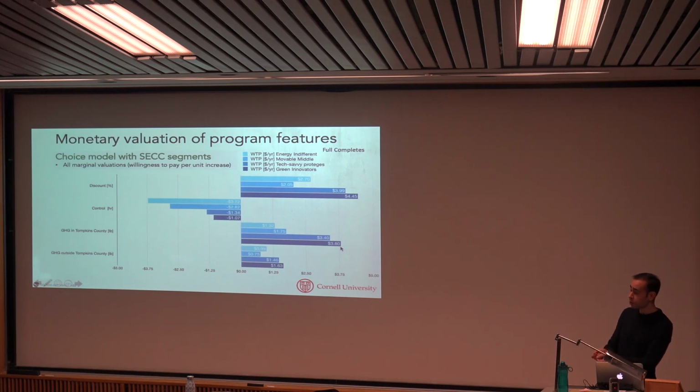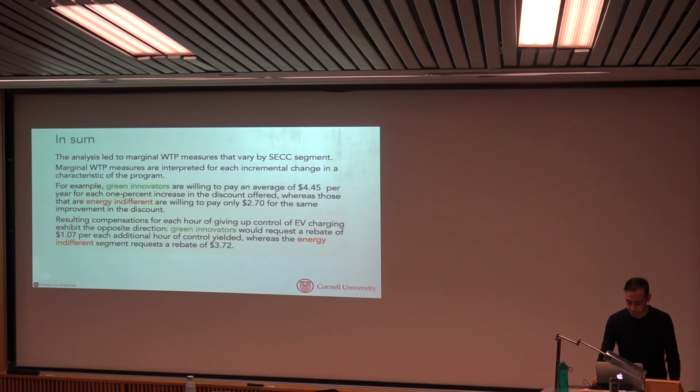So for each pound of CO2 being saved, the green innovators are willing to pay $3.80 more in the annual fee of the program. And the energy indifferent, they see the value, but they're willing to pay much less, $1.38. So this is summarizing again the same notion and comparing the values that you get with the segments, and in general it makes sense with what you would expect from the definition of the segments.